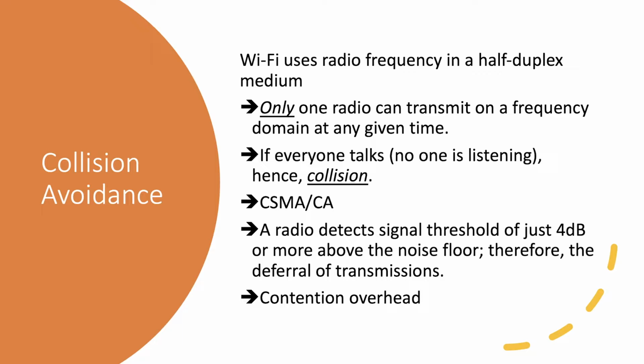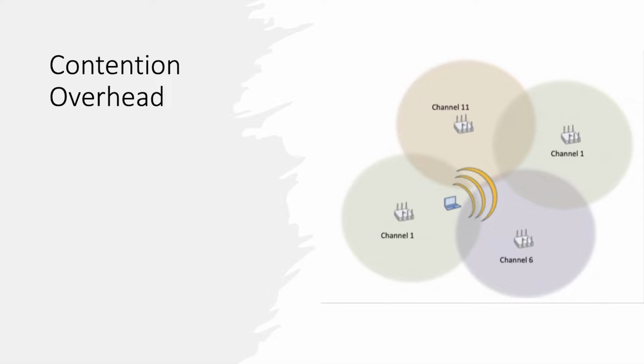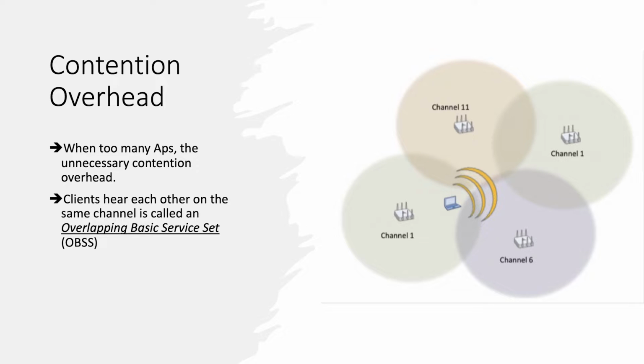But imagine an area with high density, many users. If they want to do that, what do we have? We have contention overhead. Even though the contention mechanism is the thing that helps to avoid collision, we have contention overhead when we have a lot of users. When we have too many APs in an area, we have that unnecessary contention overhead. Clients hear each other on the same channel, which is called OBSS, overlapping basic service set. We also call it co-channel interference.